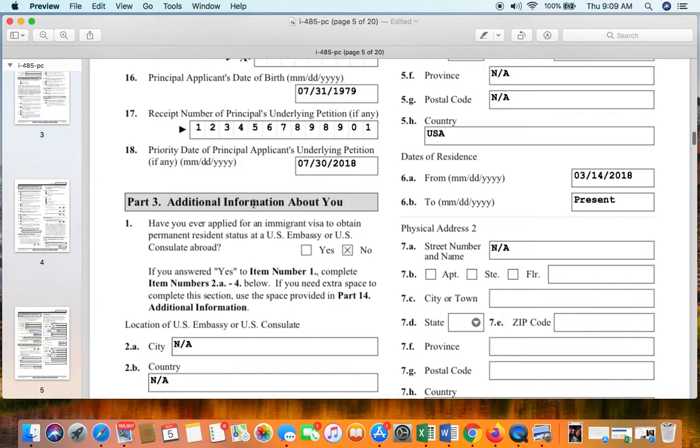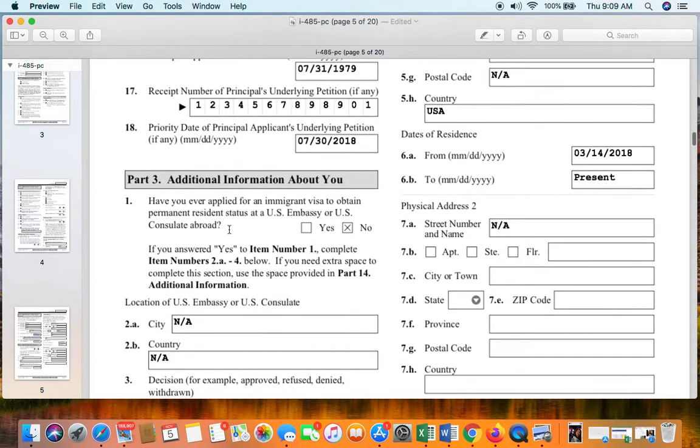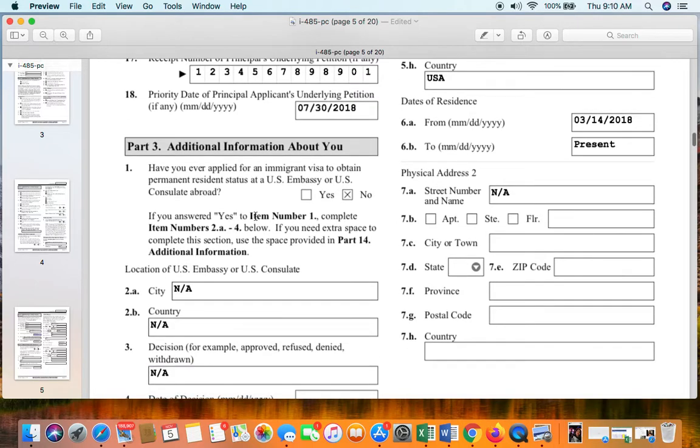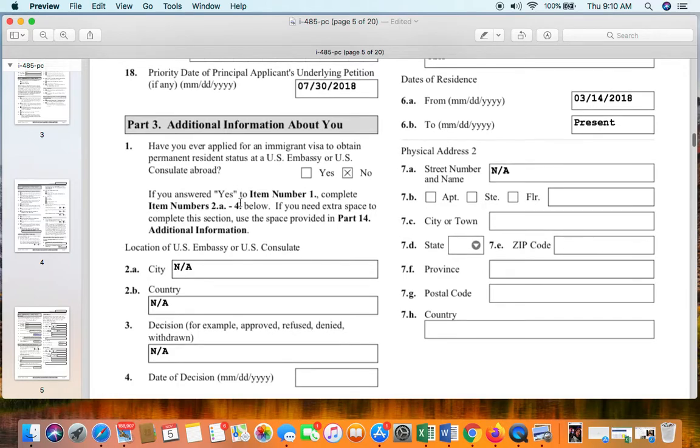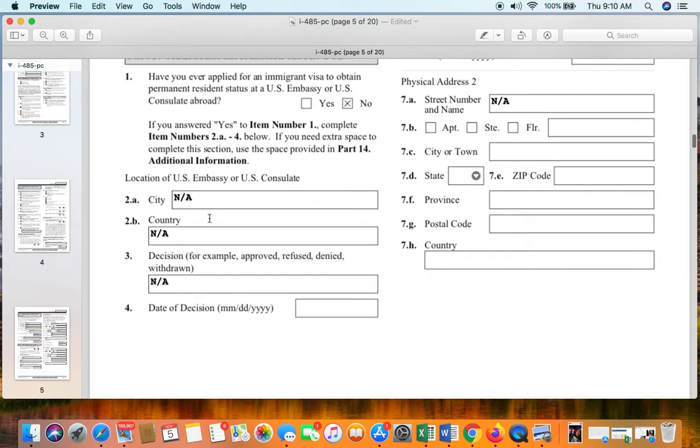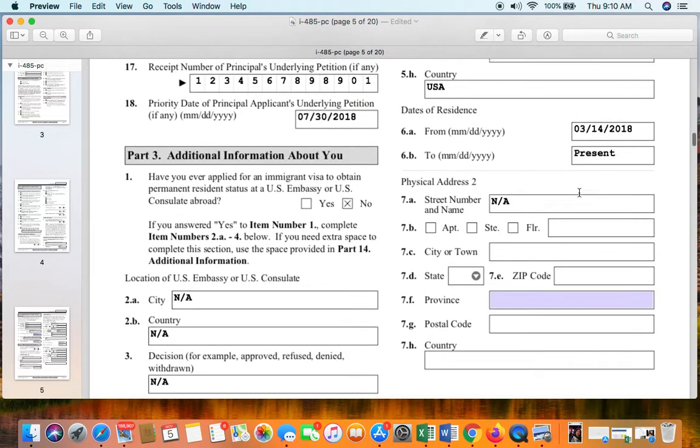Okay? Part 3, additional information about you. Have you ever applied for an immigrant visa or obtained permanent residence status at a U.S. Embassy or U.S. Consulate abroad? So this is not applicable for me because I didn't apply for anything there. So I'm just going to put no on it. If you answered yes, complete item number 1. So this is not applicable for me and for my derivative applicant. So I'm just going to put NA, NA, NA. So right here, put NA on it.